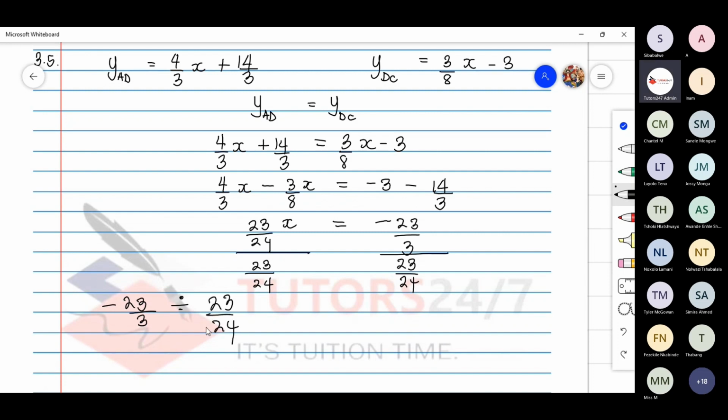Don't use the fraction over fraction method, because that increases your chances of error if you are not familiar with how to put a fraction over a fraction. So if you are not familiar, or if you doubt yourself, use the fraction symbol instead of the fraction over fraction, okay? So negative 23 over 3 divided by 23 over 24, and that gives us a value of negative 8. I'll show you how to check if your answer is correct once we've obtained both x and y.